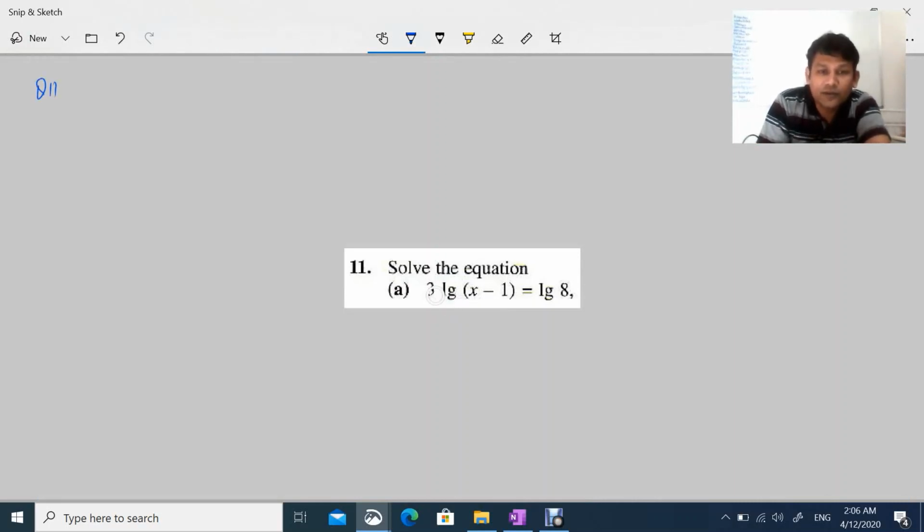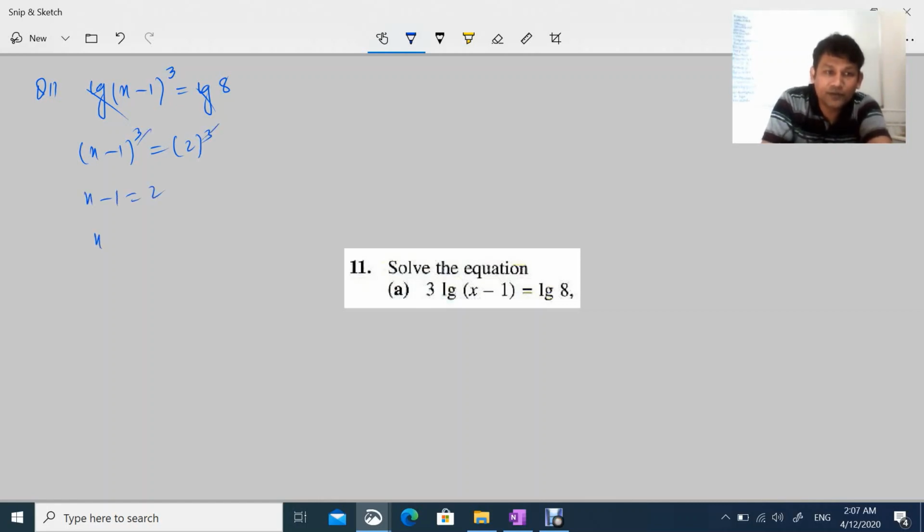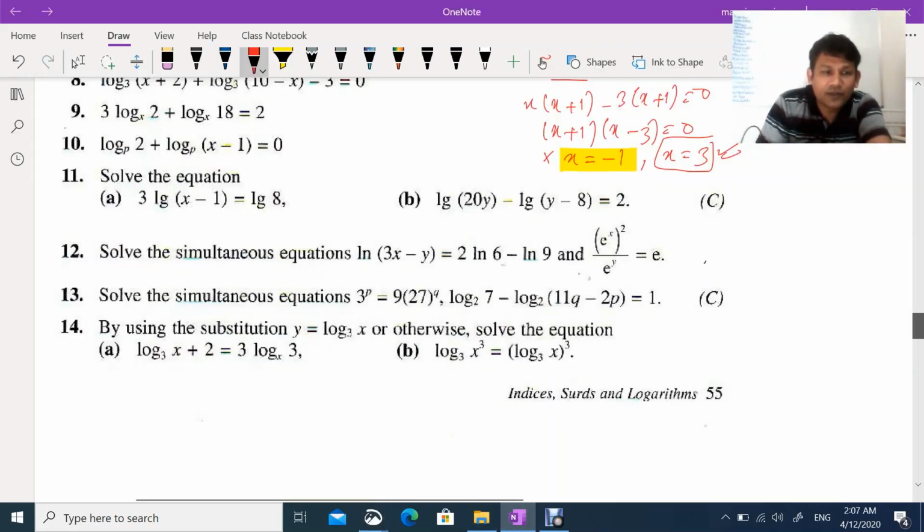Solve the equations. This 3, I want to write again, this 3 will become the power, so I will write lg x minus 1 cube is equals to lg 8. This is cancel out, x minus 1 whole cube is equals to, can you write 2 cube? Cube and cube cancel out, x minus 1 is equals to 2 and x is equals to 3 and that's your answer. Okay, one of the past paper questions.